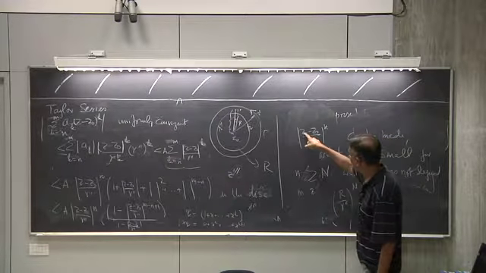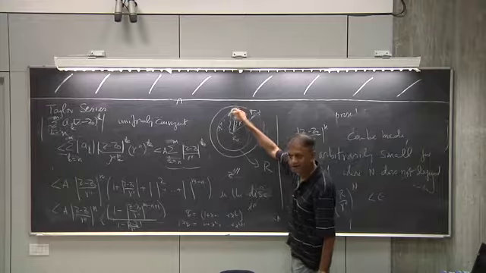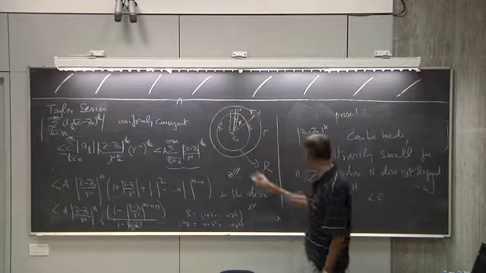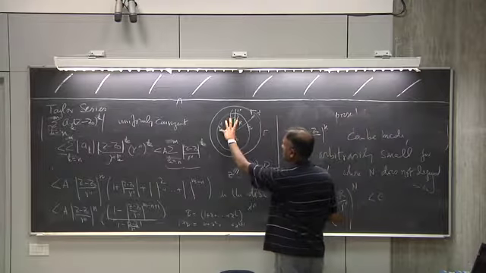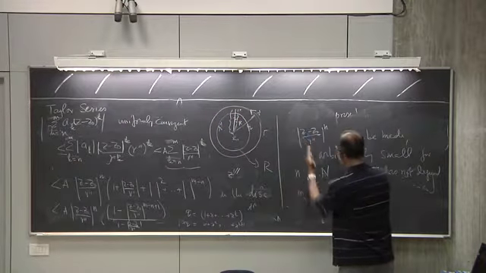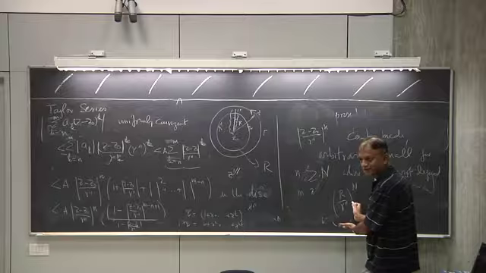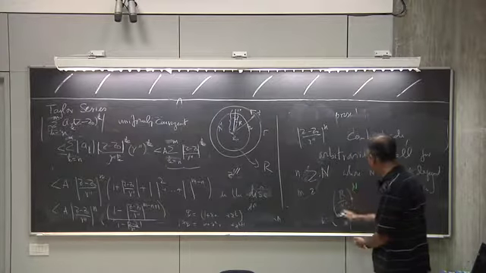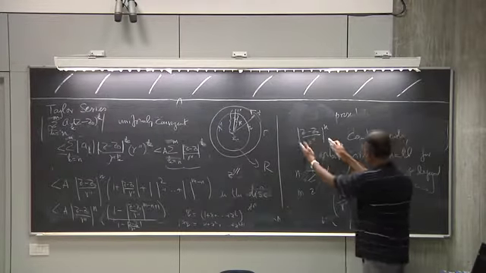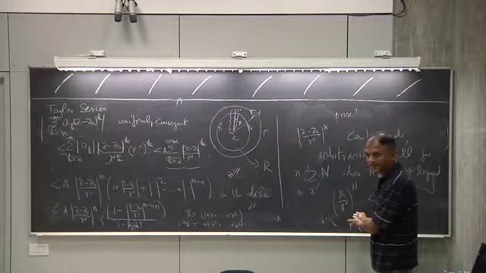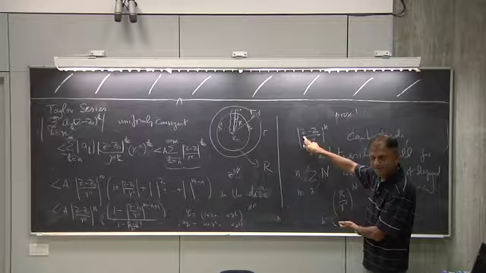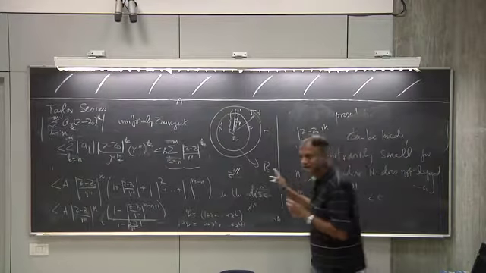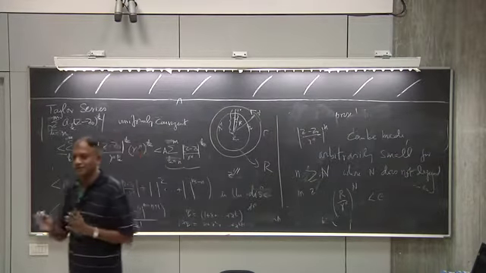No matter what point z is inside, it is independent of that, because for any point z inside this disk, this value is going to be even less than that. So if this value is already less than epsilon, this value is going to be even less than that, and that's independent of the choice of z. This is the reason why a power series is uniformly convergent.